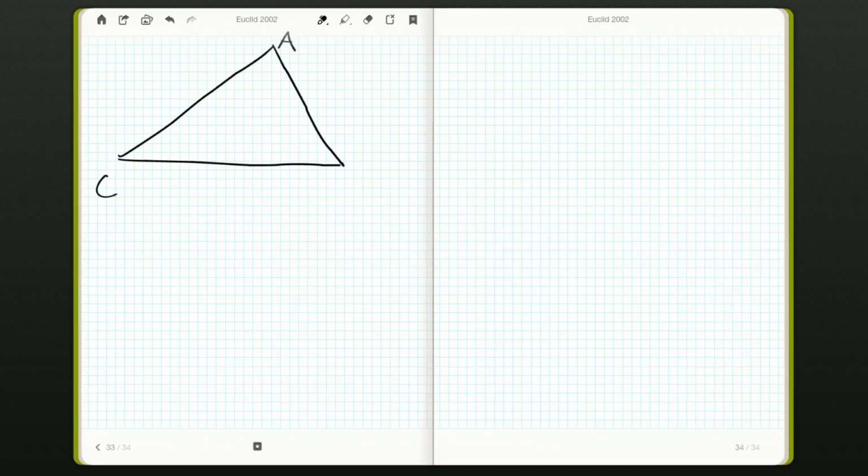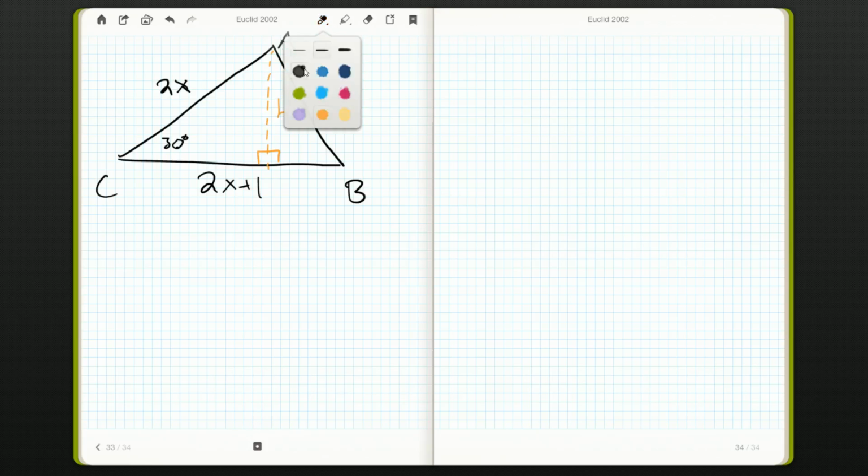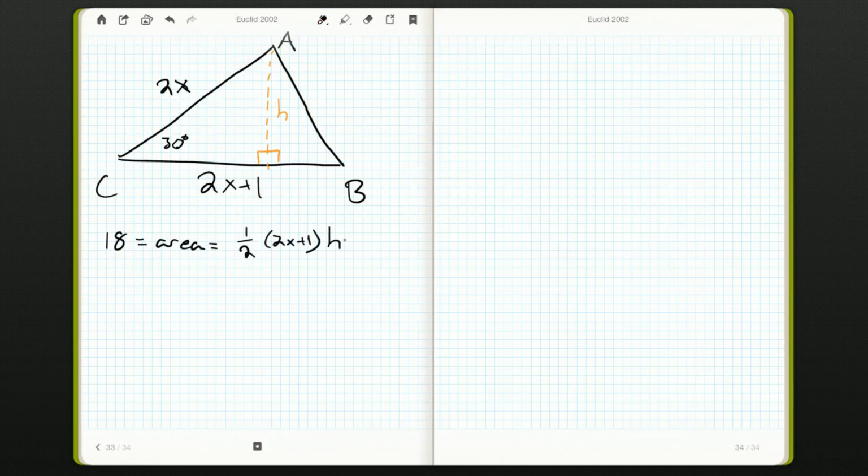So we have, I think, A, C, and B here. Doesn't particularly matter, but I'm pretty sure it was that order. So we've got 2x, and we have 2x plus 1. Now, if we had a height here, well, we've got a base, 2x plus 1, so one-half base times height. So is there a way to get that height in terms of x? Because then we'll have a single equation in x, and we can hopefully solve for it.